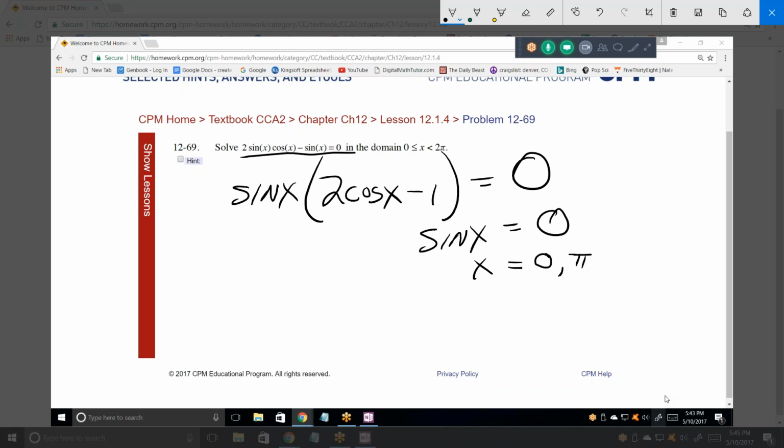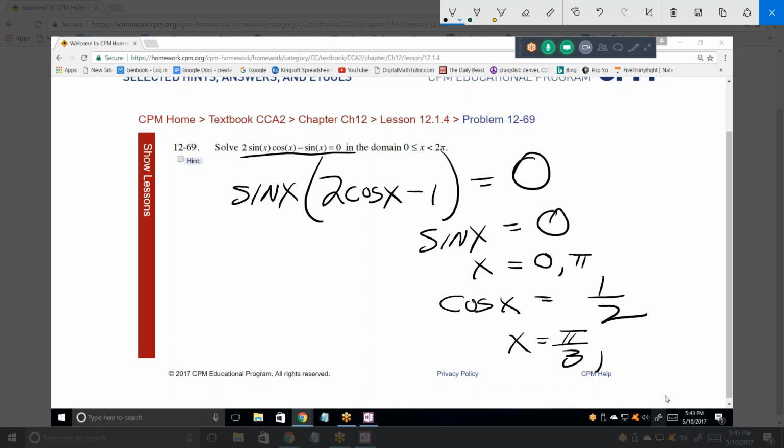Cosine x equals 1 half. Where does that occur in this domain? Pi over 3. And what quadrant? 1. And 4, yeah. Okay. So what is it?